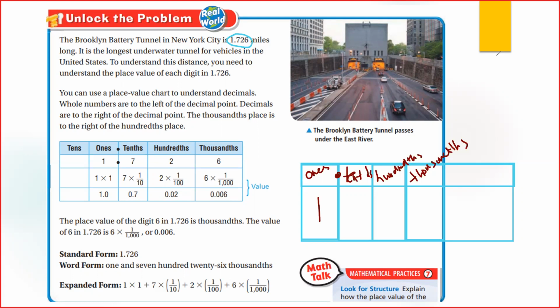So 1.726, I will have this. Here, is this one written? This one, it's not written. Yeah, I draw it.